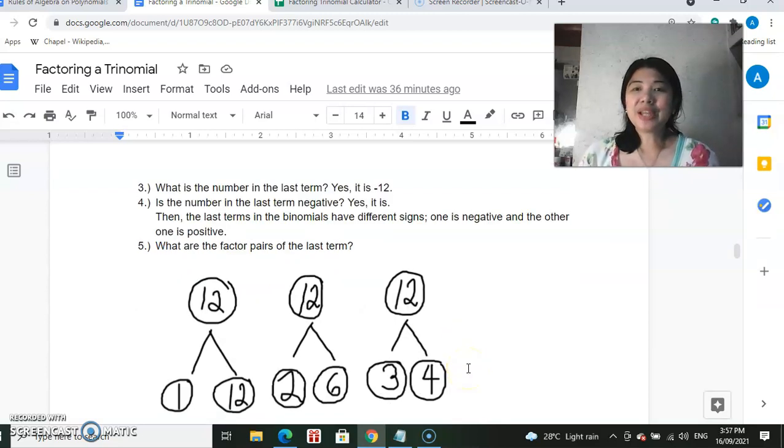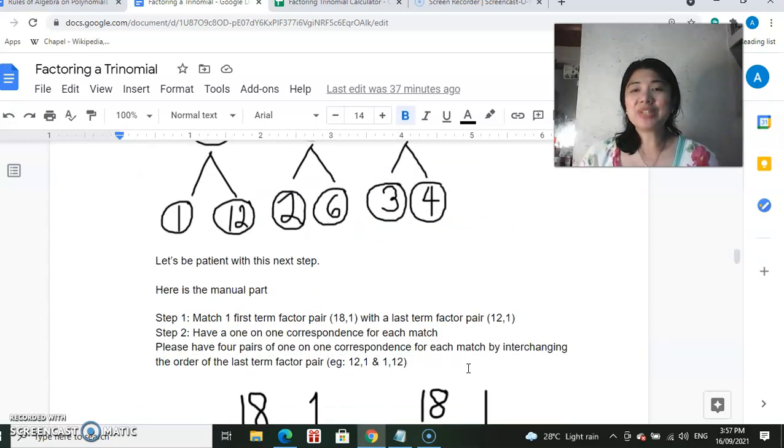And then another guide question, what are the factor pairs of the last term? So we will do factoring for the last term. So for the last term, 12, absolute value. Just consider the absolute value. So the absolute value of negative 12 is 12. So what are the factor pairs of 12? So we have 1 and 12, 2 and 6, and 3 and 4.